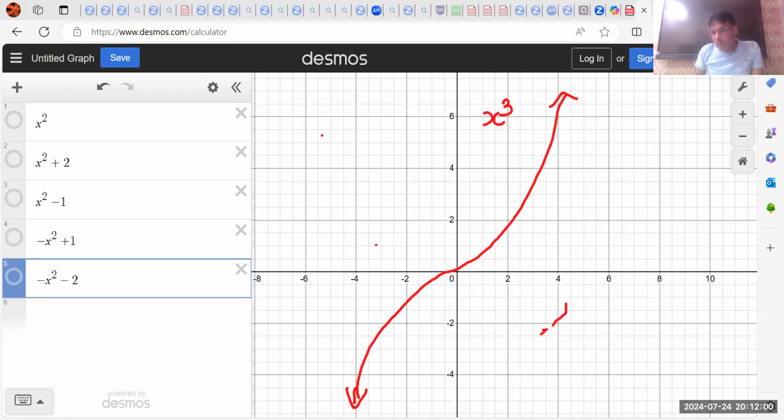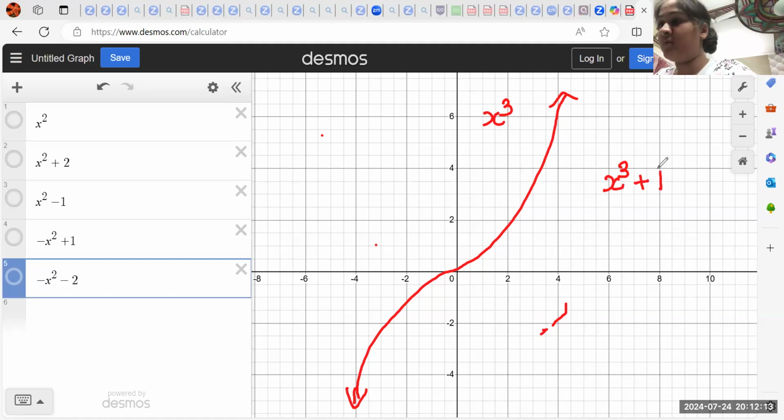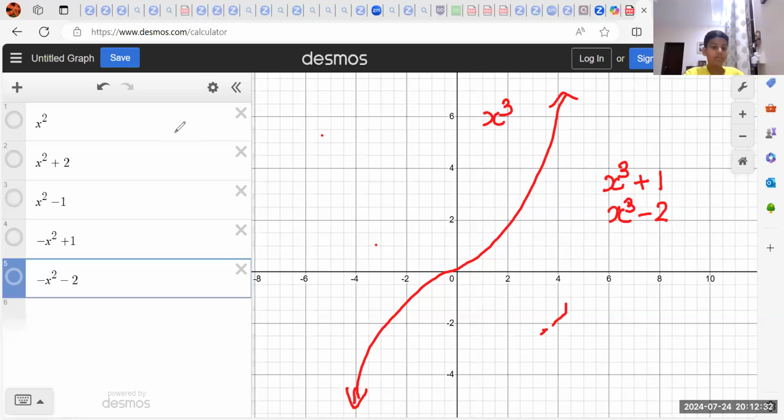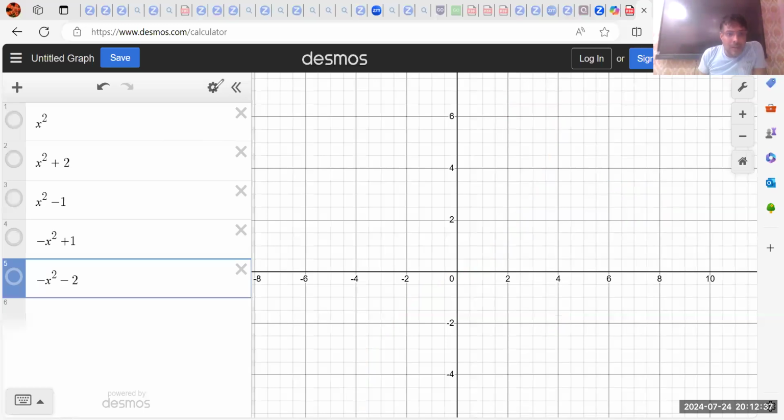Yes, sir. So this is the graph of x cube. And what will happen, Anvi, if I want to make a graph of x cube plus 1? So the graph will be lifted by 1. Exactly. And what will happen if I want to make a graph of x cube minus 2? Tanish, what will happen? Sir, it will go down. It will go down by how many units? 2 units. So let's see all these graphs.